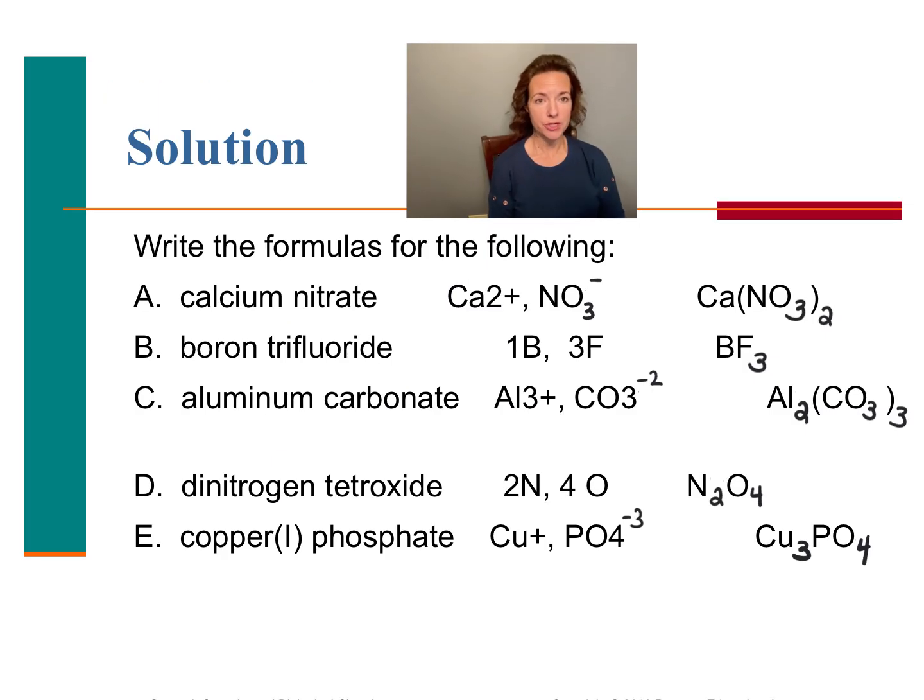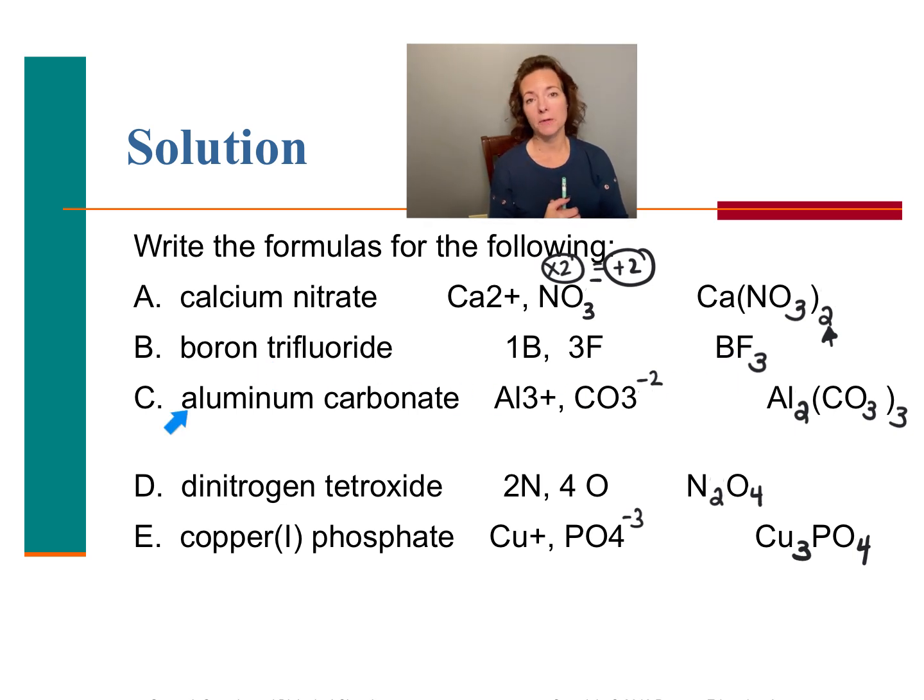So here's our solutions. Calcium gets a +2 charge. Nitrate is NO3 with a negative charge. We're gonna need 2 of the nitrates, so we're gonna put parentheses around that polyatomic ion, and then we're gonna put a 2 after it. Boron trifluoride, no charges, BF3. 1 boron, no prefix on it, trifluoride, 3 fluorides.